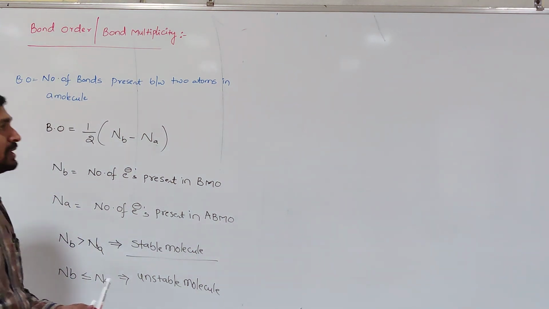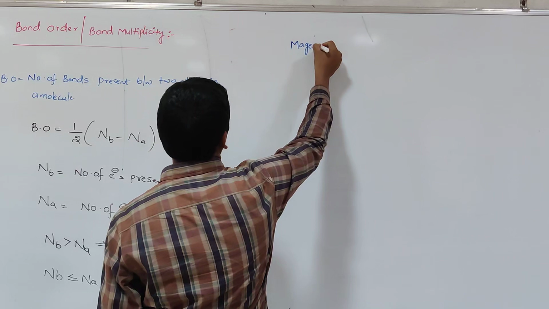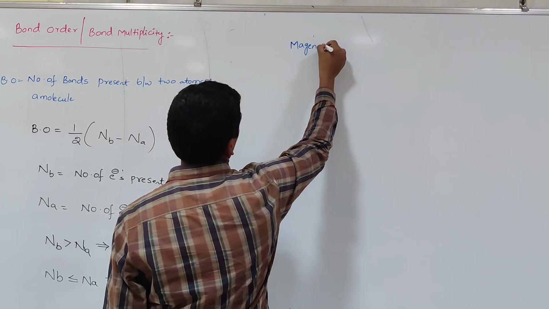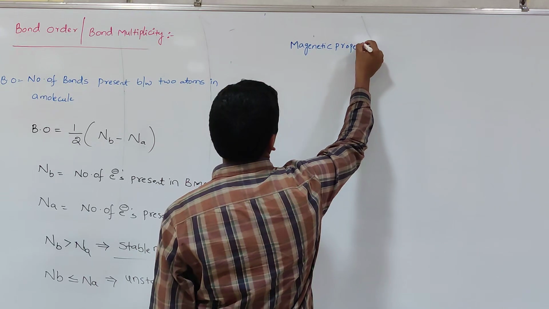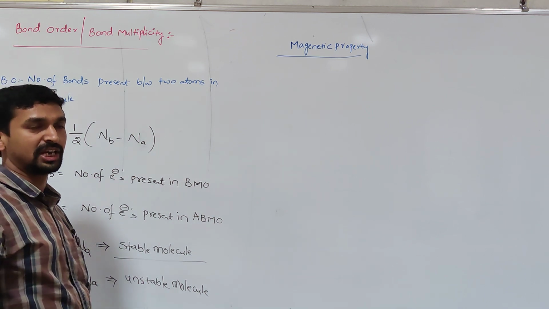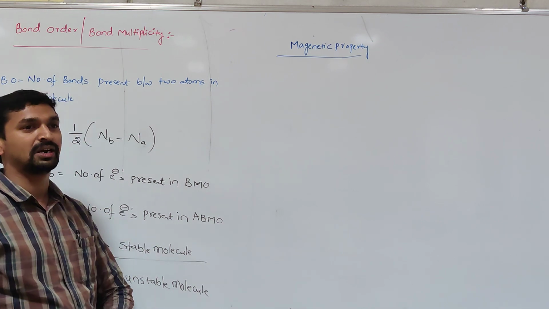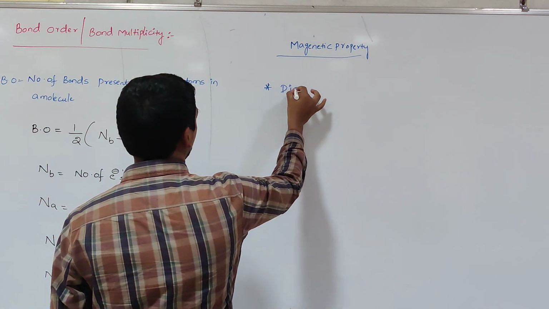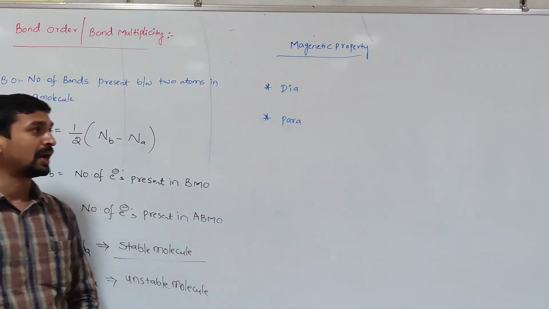Another important property is the magnetic property. In the beginning of molecular orbital theory, we said that the oxygen molecule is paramagnetic. But when we see the structure of the oxygen molecule, it seems to be diamagnetic. Experimentally it is proved to be paramagnetic, with two unpaired electrons. We can easily predict this with the help of molecular orbital theory. Here two points are important: one is diamagnetic and the other is paramagnetic. So what is the difference between diamagnetic and paramagnetic properties?